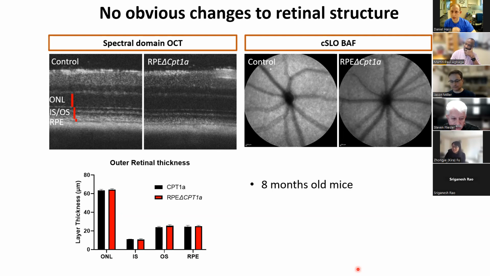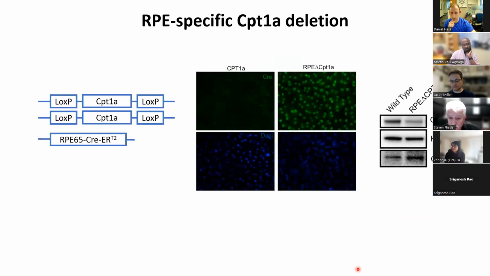And with your Western blot that you showed us just previously for CPT1, it looked like there was a significant amount of residual. Yeah, right. Yeah.